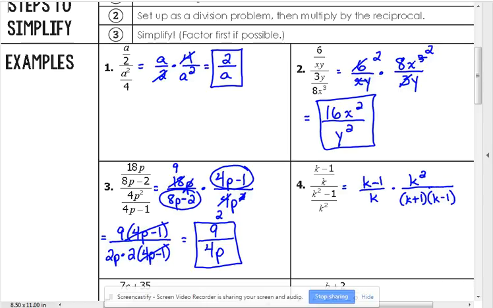So let's see what we can cancel. We can cancel the k minus 1s. We can cancel one of those k's. So we're left with a k in the numerator and k plus 1 in the denominator. Is there anything else I can simplify? No. We're not allowed to cancel those k's right there.